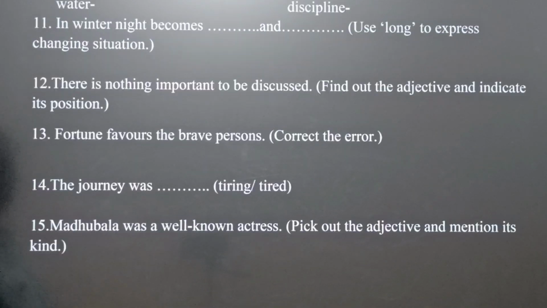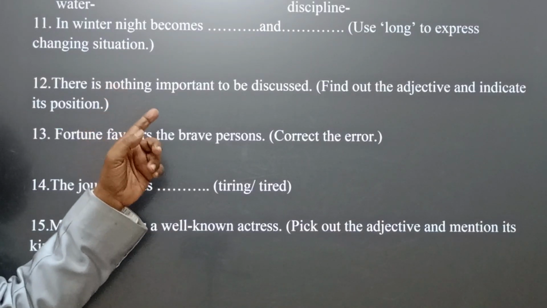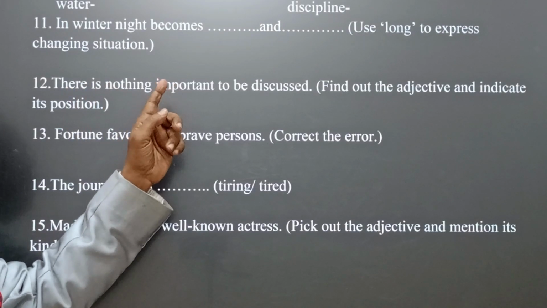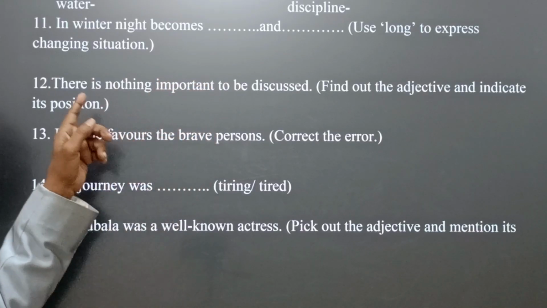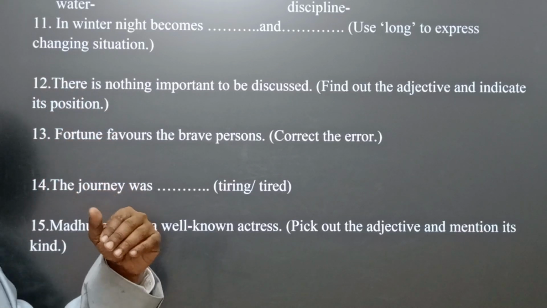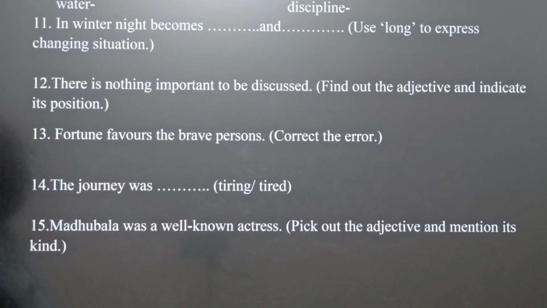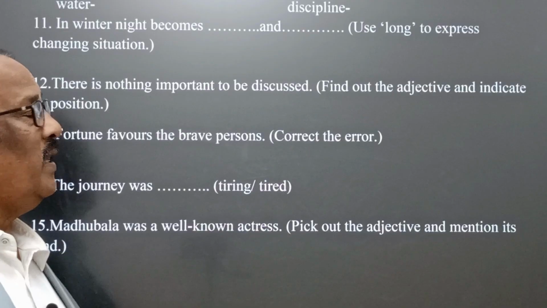Number 11. In winter, night becomes blank and blank. The instruction is to use longer to express a changing situation. Question number 12. There is nothing important to be discussed. Find out the adjective and indicate its position. Next, come to question number 13. Fortune favors the brave persons. The instruction is correct the error.